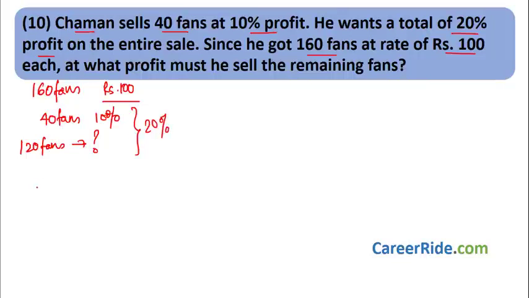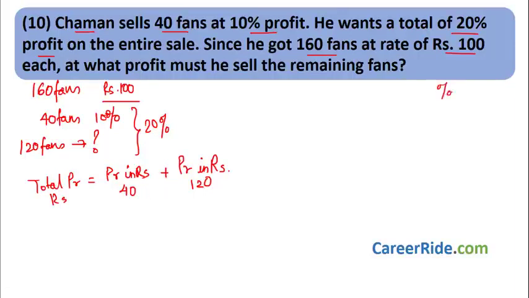Now, what do we know? The total profit in rupees would be nothing but the profit in rupees of the 40 fans plus the profit in rupees of the 120 remaining fans, right? Now let us see how to find profit in rupees. We know the formula: percentage profit is nothing but profit in rupees divided by cost price multiplied by 100. So if Chaman is getting 10% profit for 40 fans, the profit percent is 10.